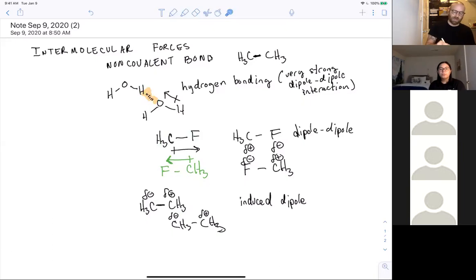But so we have these different intermolecular forces. Hydrogen bonding can only occur with a small set of things. It's either a nitrogen-hydrogen, an oxygen-hydrogen, or a fluorine.